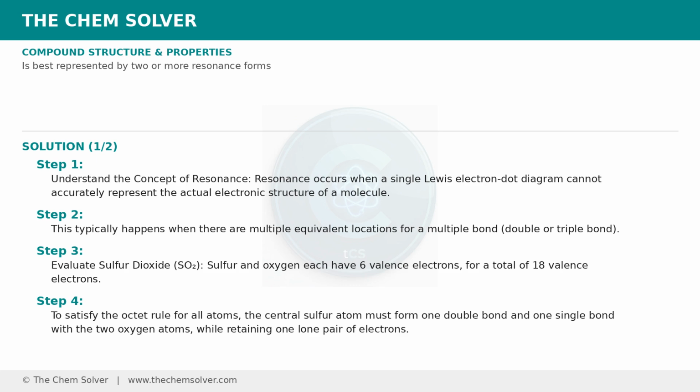Evaluate sulfur dioxide, SO2. Sulfur and oxygen each have 6 valence electrons, for a total of 18 valence electrons. To satisfy the octet rule for all atoms, the central sulfur atom must form one double bond and one single bond with the 2 oxygen atoms, while retaining one lone pair of electrons.